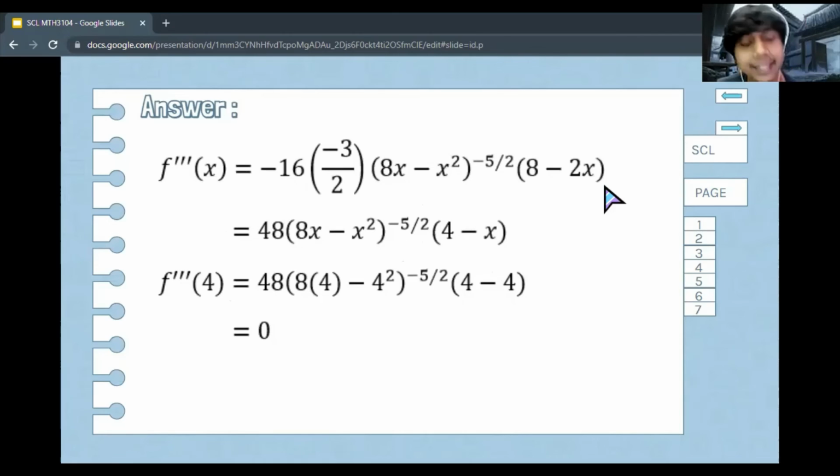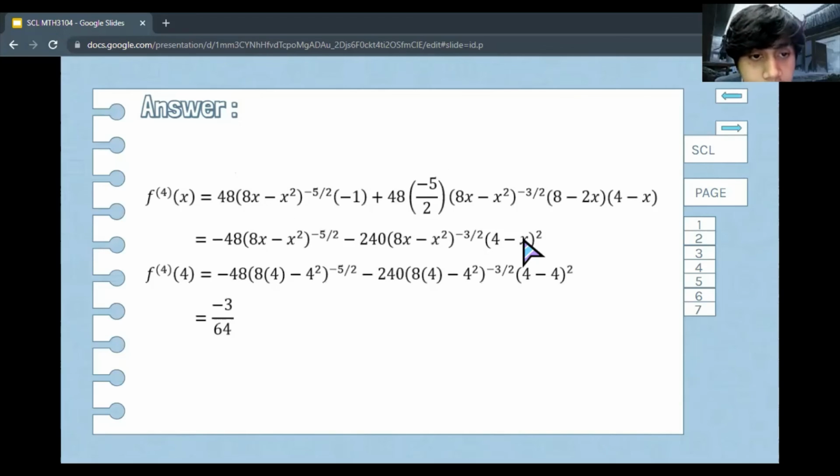Next, for the third derivative, we do the same step. Then we need to derive this, and we get negative 16 times 3 over 2 times (8x minus x squared) to the power of negative 5 over 2 times (8 minus 2x). And then we got 48 times (8x minus x squared) to the power of negative 5 over 2 times (4 minus x). And we need to substitute x with 4 and we got 0. As the question asks, we need to find the first three terms, but for the third term we got 0, so we need to do another derivative. So next, we need to do the fourth derivative.